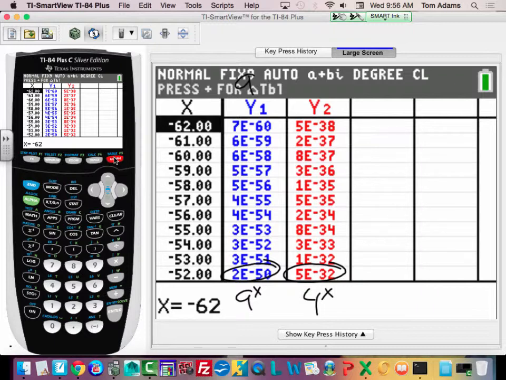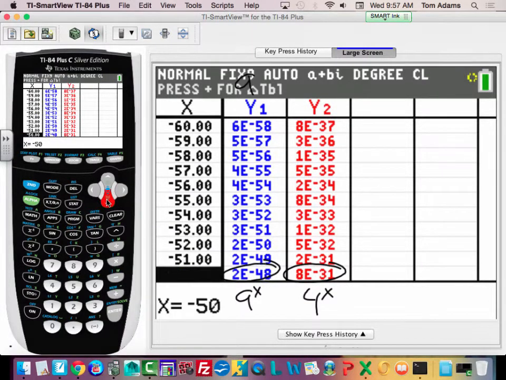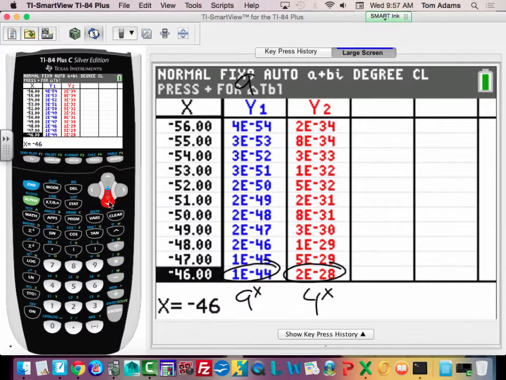The -50. That's because it's like 49 zeros followed by a 3, and this one's like 31 zeros and then a 5. Does that make sense? And so if we continue to go down the graph and look at those values, we'll see that the blue line is always lower than the red. Well, it's not a little bit lower, it's significantly lower, right?